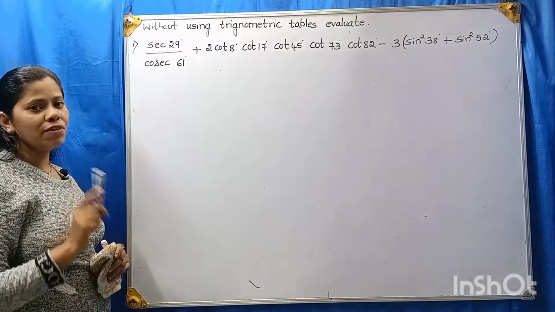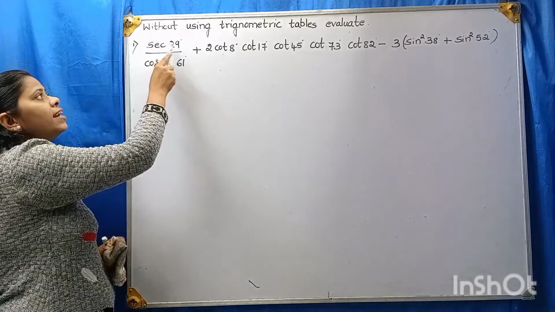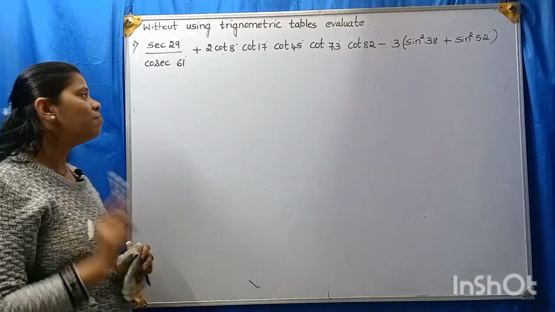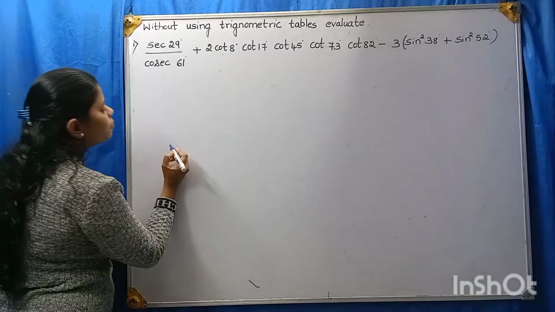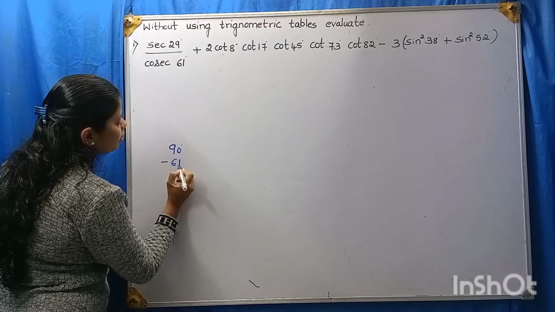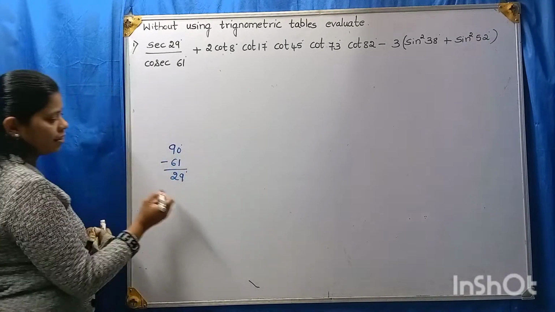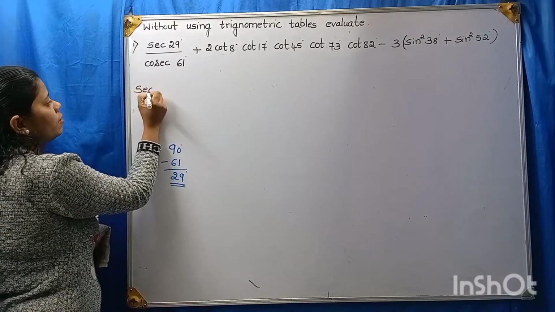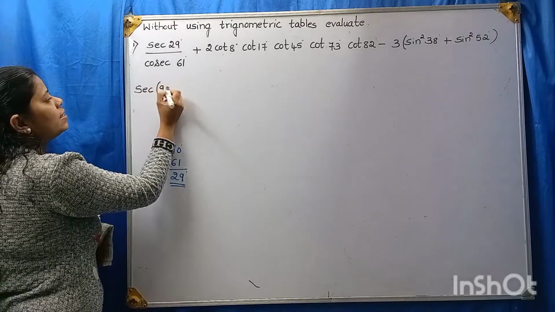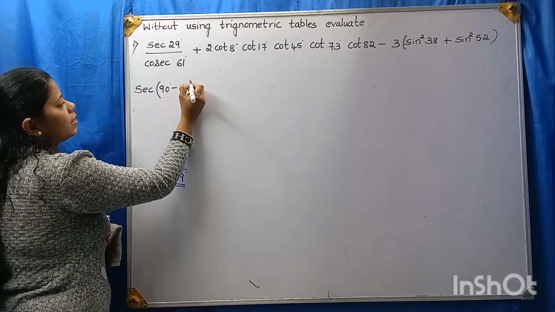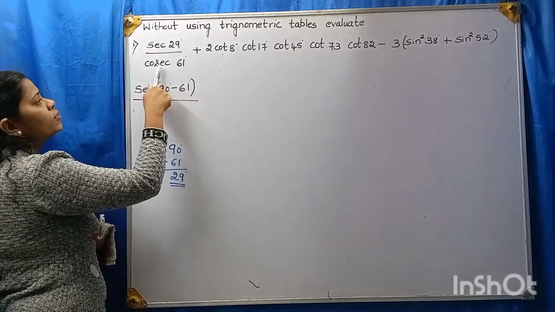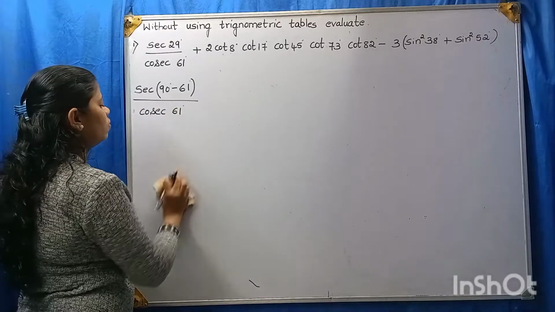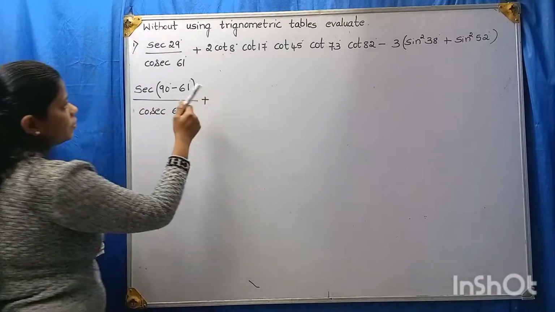Now look at this. 29 plus 61, we will get 90. So this secant 29 degree I can replace in the form of secant 90 degree minus theta. That is, 90 degree minus 61, we will get 29 degree. Therefore, this secant 29 degree, I will write it as secant 90 degree minus 61 degree divided by cosecant 61 degree, plus 2.